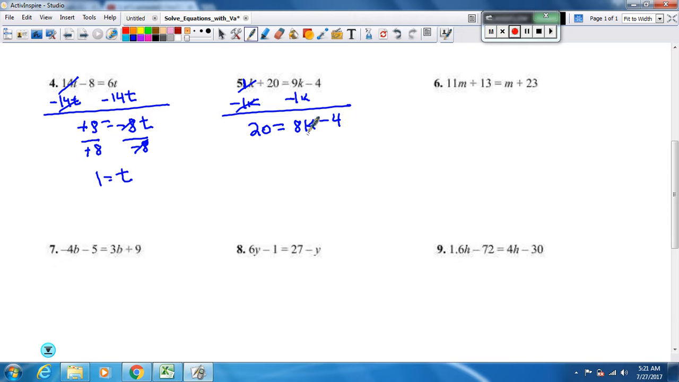Now if you take your finger and cover up your letter, I'm going to use the white out because I can't just take my finger here. Cover up your letter. It tells you what you need to get rid of first. You need to get rid of that negative 4. So the opposite of negative 4 is positive 4. So I am going to add 4 to both sides.